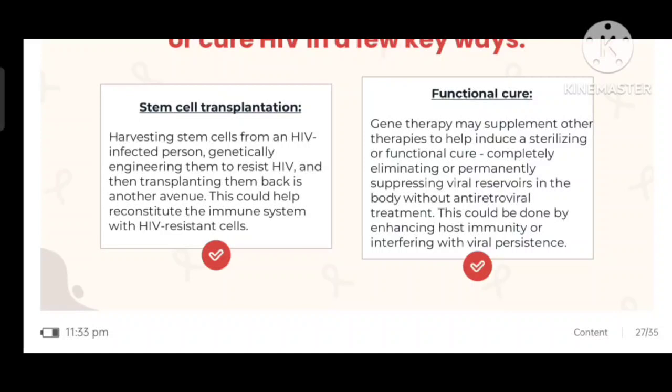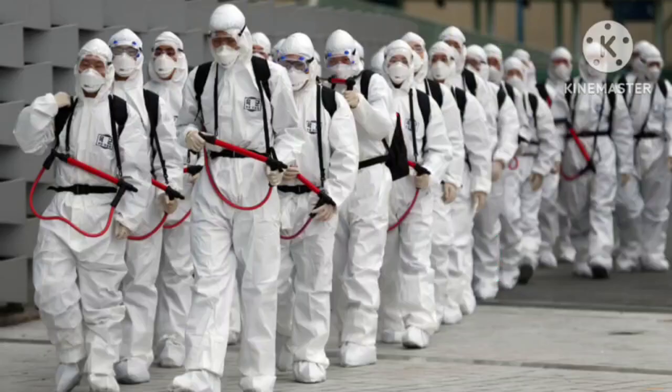We could also have the functional cure, where gene therapy may supplement other therapies to help induce a sterilizing or functional cure, completely eliminating or permanently suppressing viral reservoirs in the body without antiretroviral treatment. This could be done by enhancing host immunity or interfering with viral persistence.